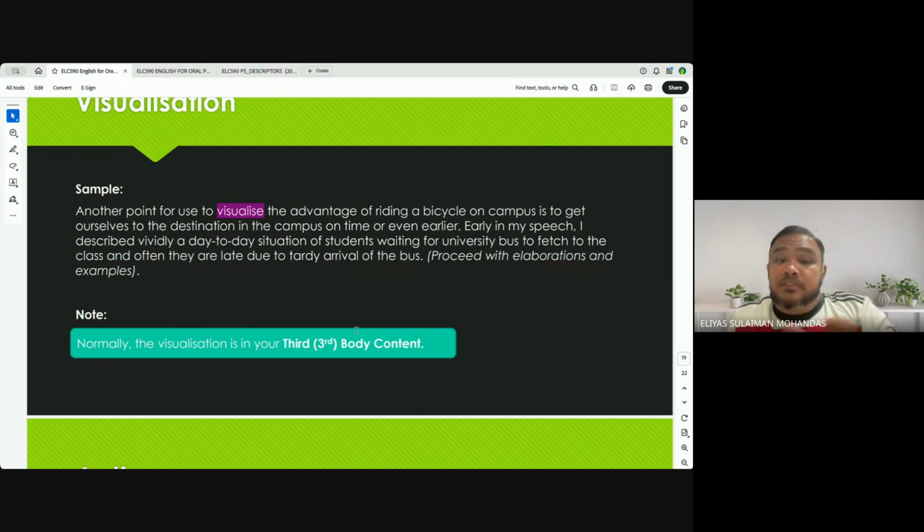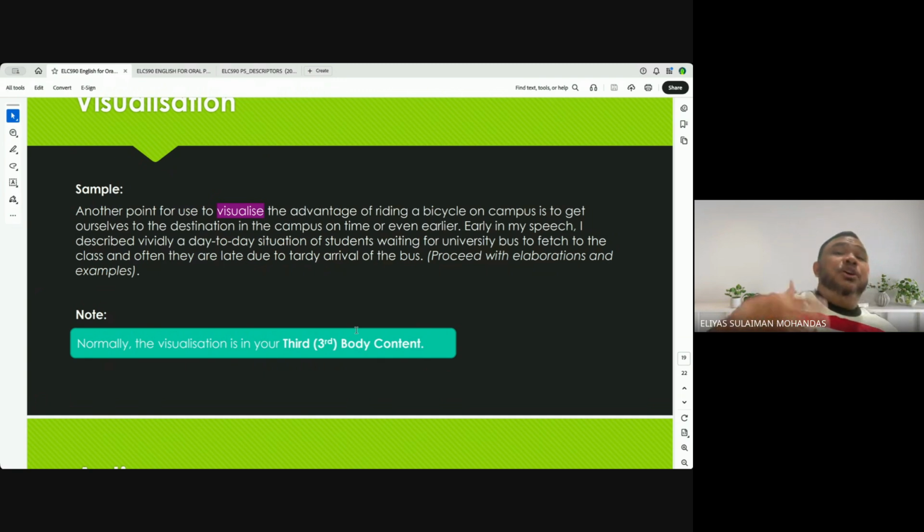Yeah. So I even use the word visualize. So tak semestinya nak kena pakai visualization. You boleh guna perkataan yang dari root word yang sama so that to tell me, to inform Mr. E, I have actually integrated visualization in my fourth paragraph.